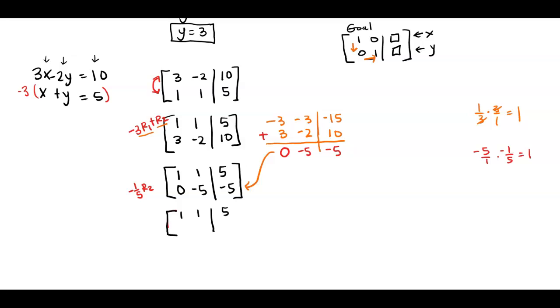Well, 0 times anything is still 0. Negative 1/5 times negative 5 is 1. Negative 1/5 times negative 5 is 1. Okay, and so now I'm getting closer and closer to that goal. The only thing left now to do is I'm going to do this last one where I need to change that upper right-hand corner to be a 0.